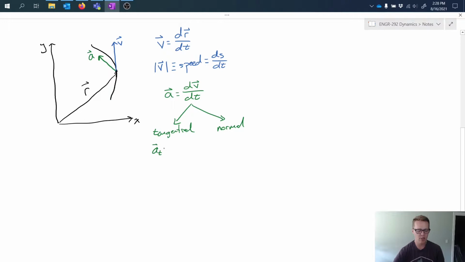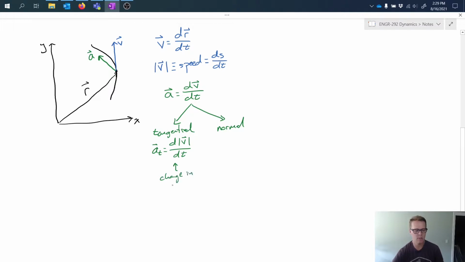So the tangential component we can define as the rate of change of the magnitude of the velocity vector, so the rate of change in the speed, and I'm just going to write that down, what I just said.